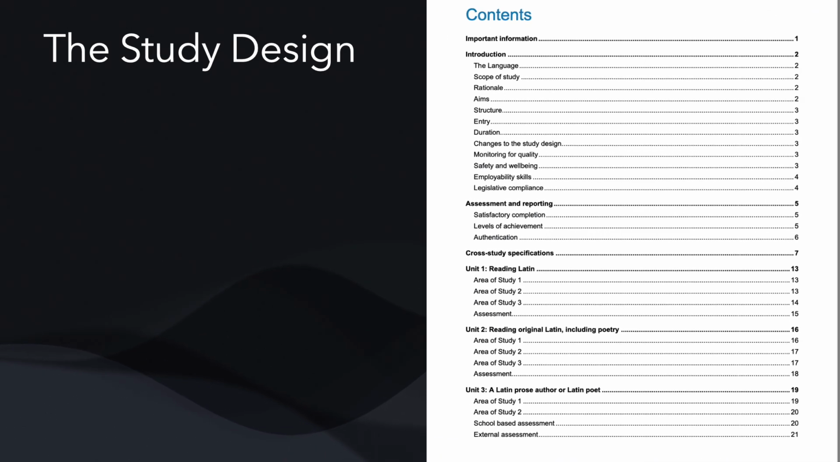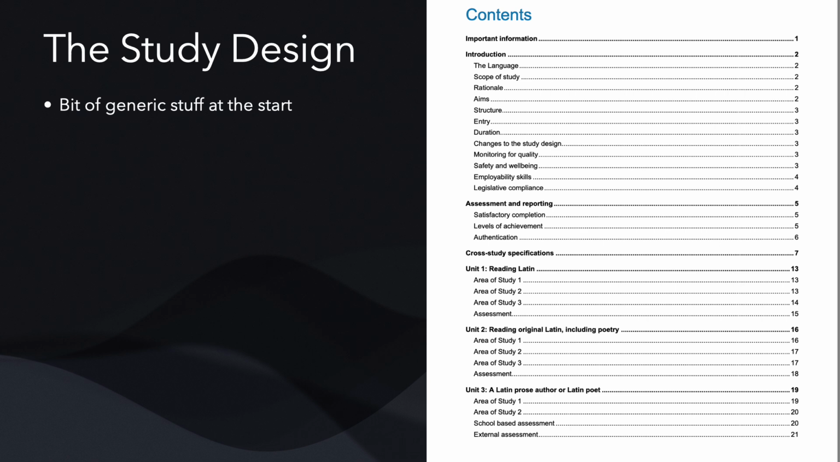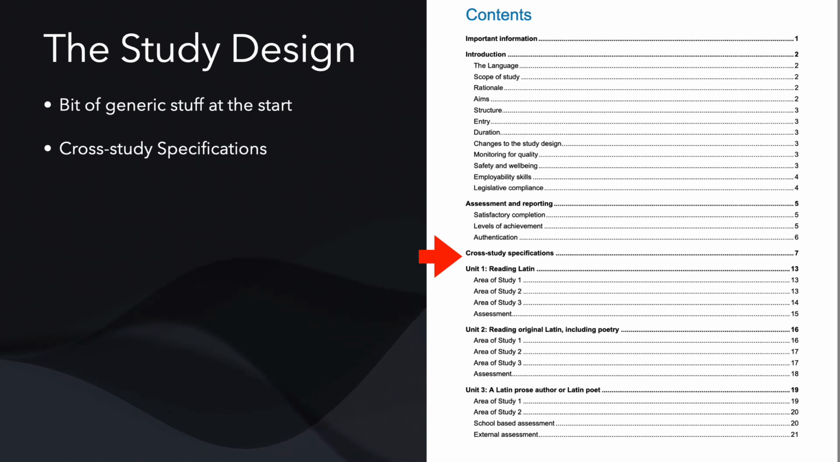If we open it up, the first section is, frankly, a bit generic. I'd certainly advise you to have a look and read through it. It's interesting, but it really gets interesting when they come to what they call cross-study specifications. What they mean by cross-study specifications is these are the areas that are common to all of Latin Units 1, 2, 3, and 4. They underpin the whole thing.